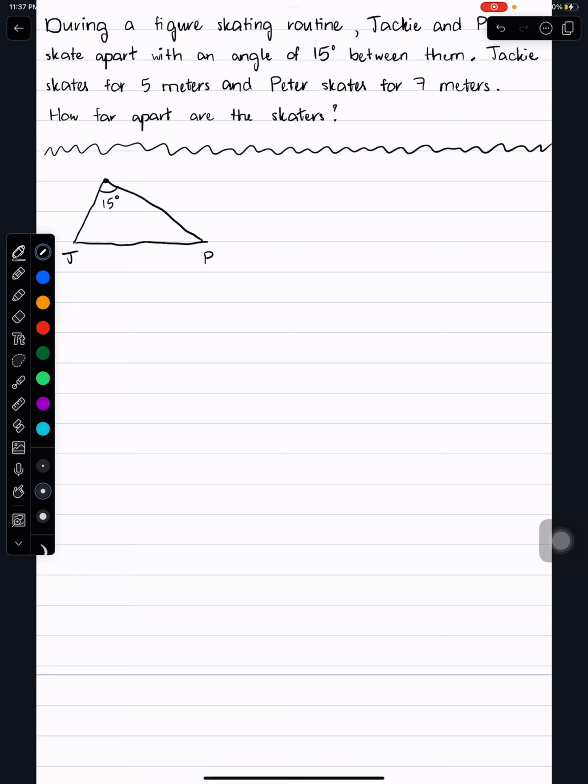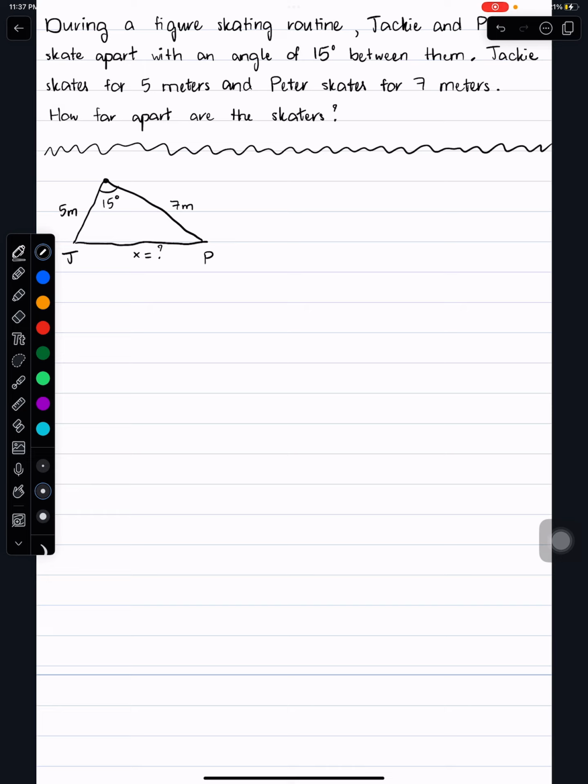And then after some time, Jackie skates for 5 meters to get to the bottom left of the triangle. And then Peter skates 7 meters, and he ends up at the bottom right corner. So then we have all the information noted in the diagram. The question is how far apart are they? So the question is asking for this. We have to find the x in here. The distance between Jackie and Peter is what they want.